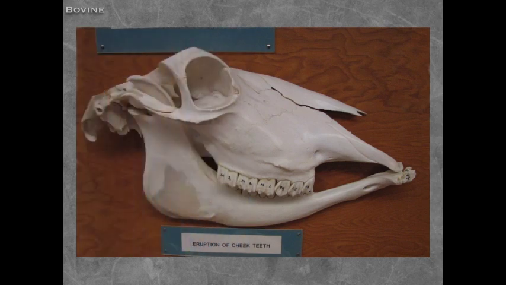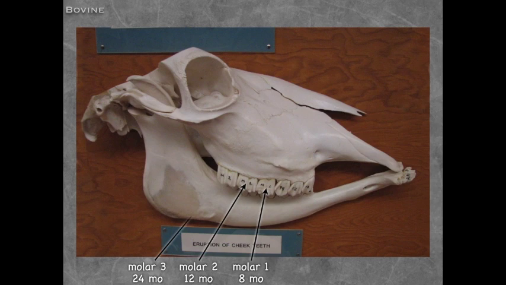So looking at the eruption time of the cheek teeth, the deciduous premolars 3 and 4 may be present within the first 2 days after birth. Premolar 2, generally birth to 2 weeks it will come in. We're going to see that the first molar comes in at about 8 months, the second at 12, and the third at 24 months.